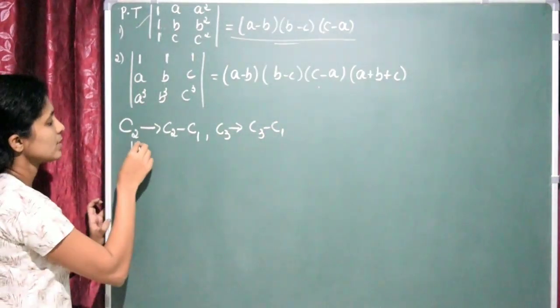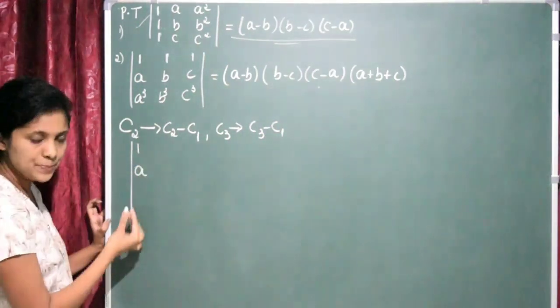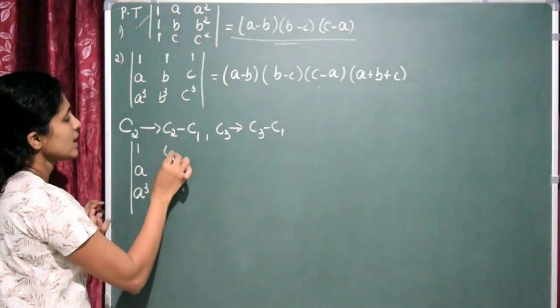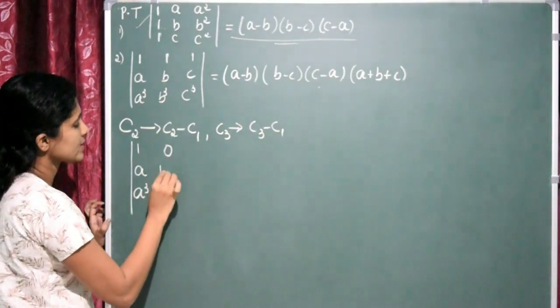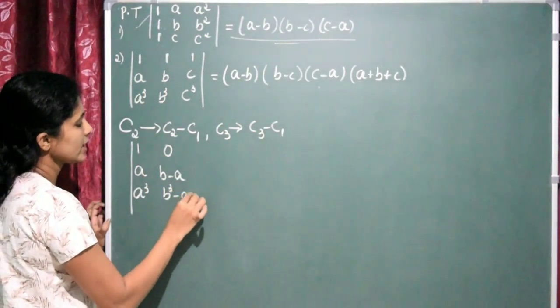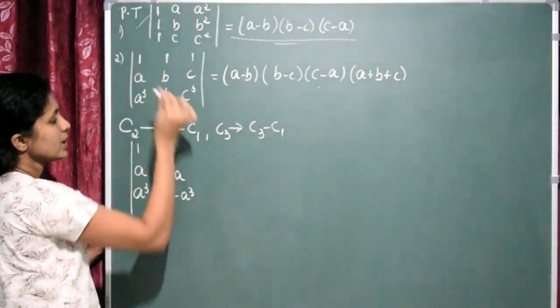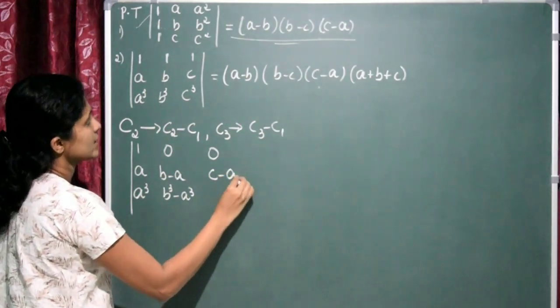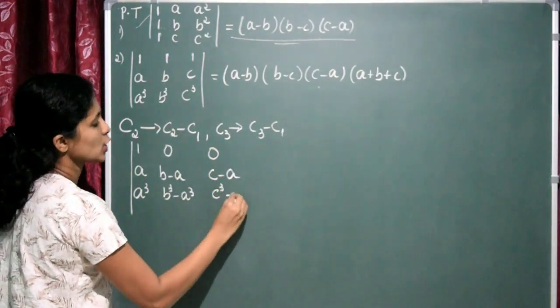The first column is as it is, that is 1, a and a cube. C2 minus C1: 1 minus 1 will be 0. This is now b minus a, right? So this is now b cube minus a cube. C3 minus C1: 1 minus 1 will be 0. So this is now c minus a, and the last term will be c cube minus a cube.